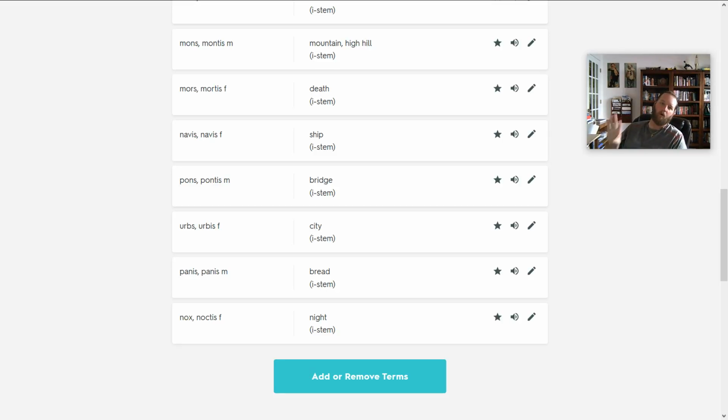It means under or at the foot of. So the suburbs are not right in the city, but they're kind of on the outskirts of the city. That's why they're called suburbs. They're on the foot of the city. So suburb is another derivative here for urbs, urbis.